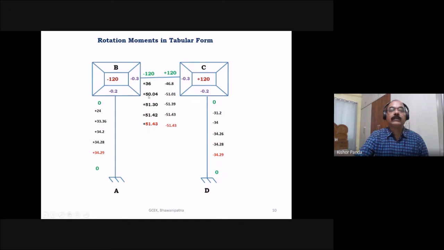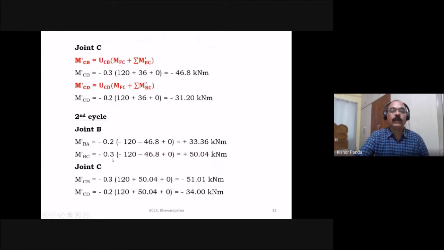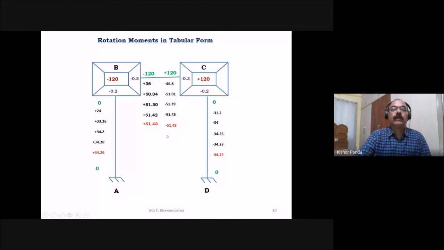Similarly, find out M dash BC, which is equal to UBC into MFB plus the sum of the far end rotational moments. The far end rotational moment on this side is 0 and on this side is minus 46.8. So M dash BC is equal to minus 0.3 into minus 120 plus 0 minus 46.8, so this is equal to 50.04 kilonewton meter.